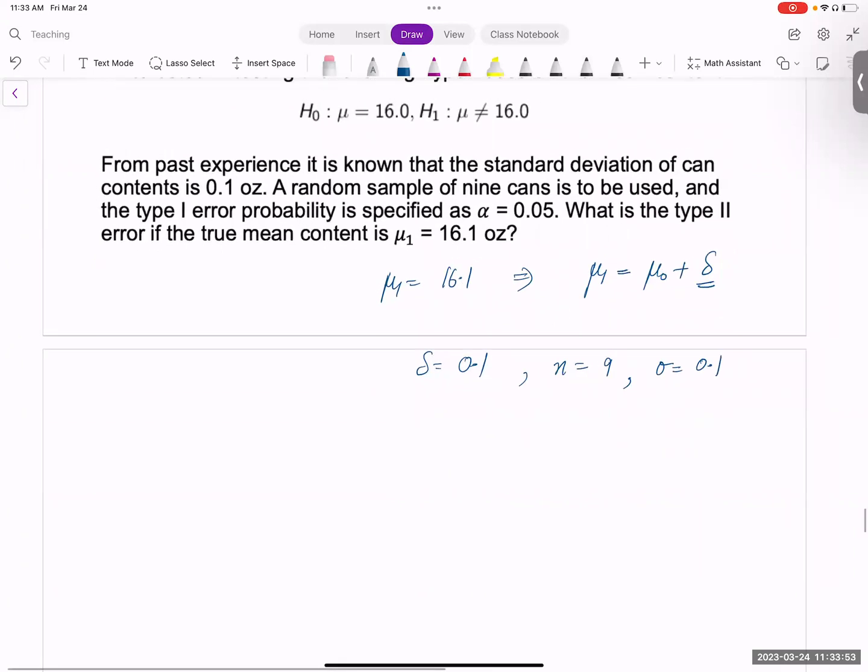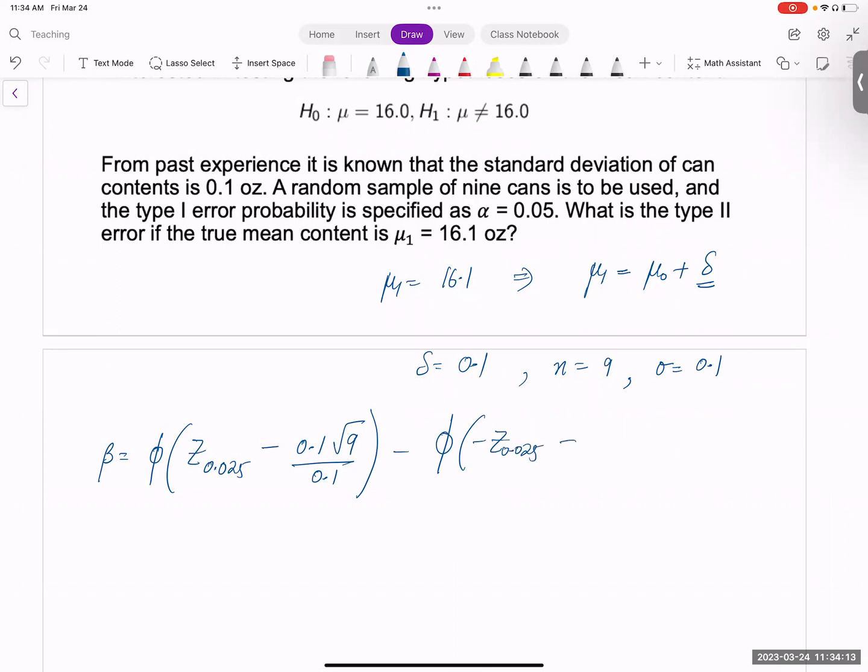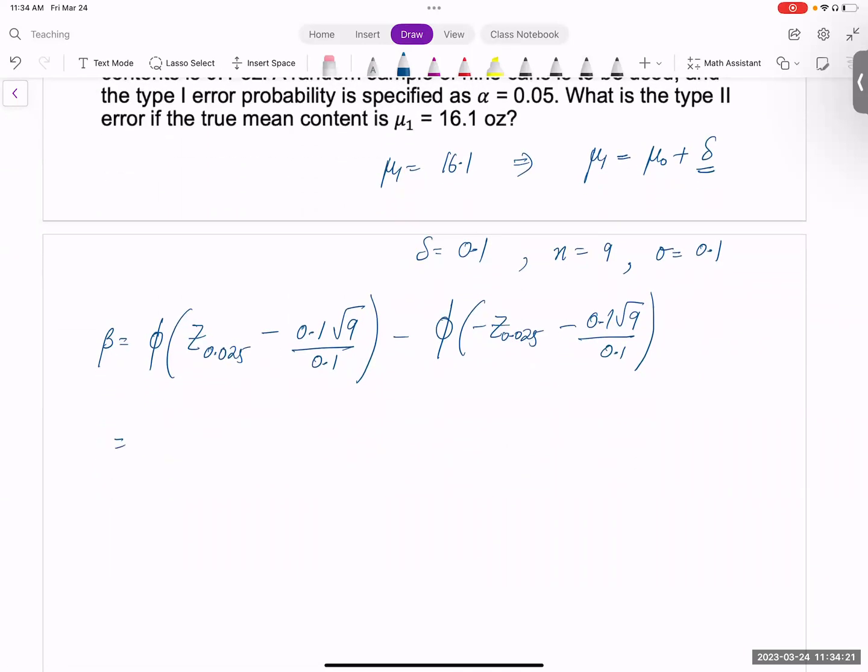So now I can write down beta is equal to phi of z alpha over 2, which is z 0.025, minus delta, 0.1, square root of n, square root of 9, divided by 0.1, minus phi of minus z 0.025, minus 0.1 square root of 9 over 0.1. If you calculate this, by using a calculator, plug in the numbers, you will get 0.1492. That's your type 2 error.